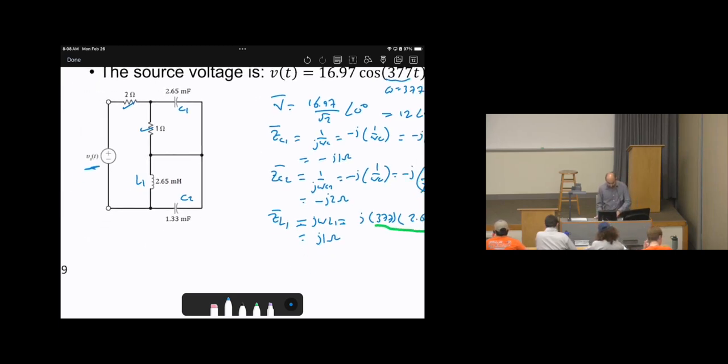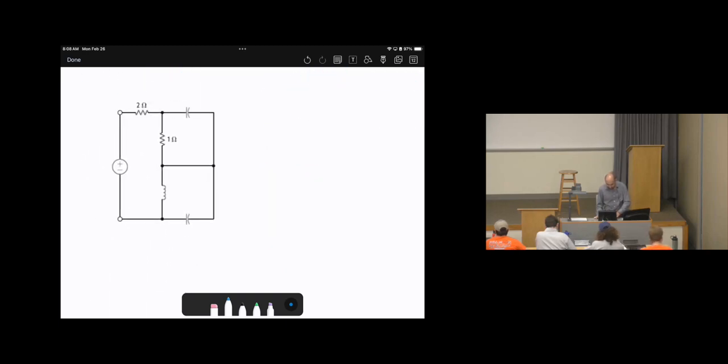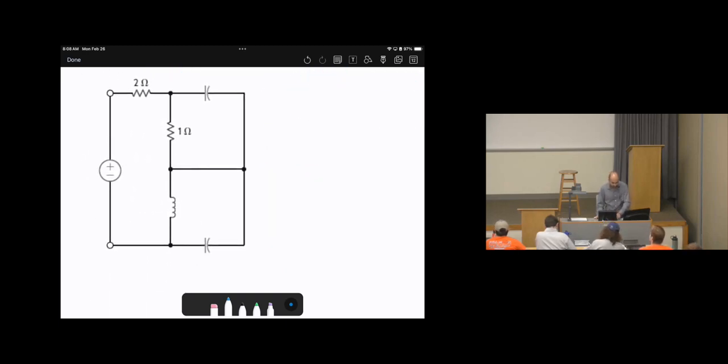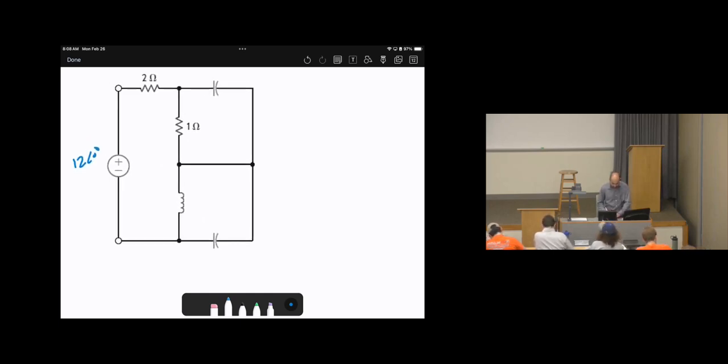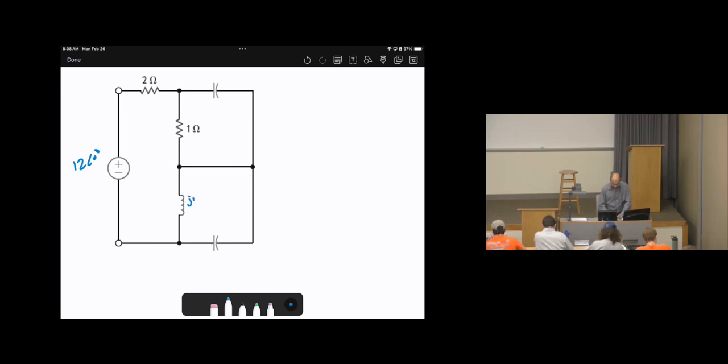Now, the next step is redrawing the circuit and writing the new values that we got. So this is the circuit in phasor domain. In phasor domain, the source will be 12 angle 0 degrees. Then for this inductor, j1 omega, this capacitor negative j1 omega, then the other capacitor is negative j2 omega. And our target is to calculate all of the currents, all of the voltages.